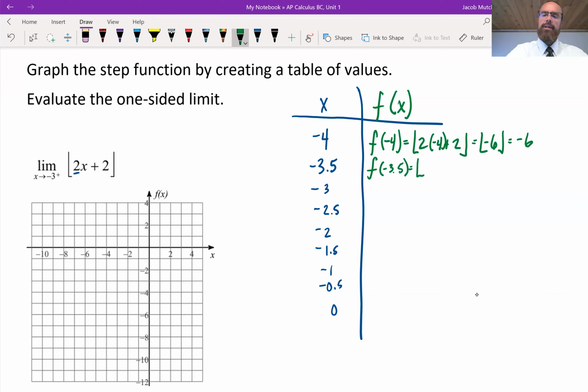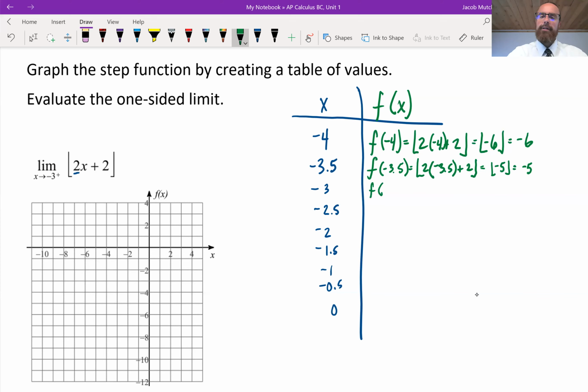F at -3.5: 2 times -3.5 plus 2. These decimal values are the ones that are really going to give us some insight into how the steps are set up. So 2 times -3.5 is -7, plus 2 is -5. And again, that's an integer, so it places us right at -5.